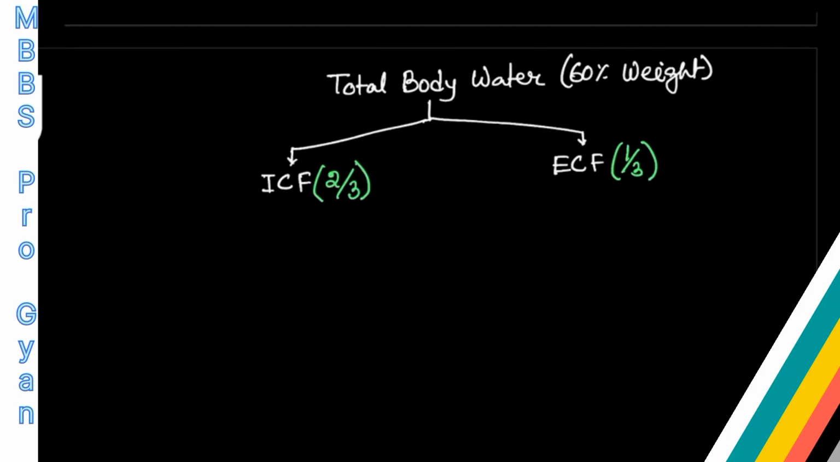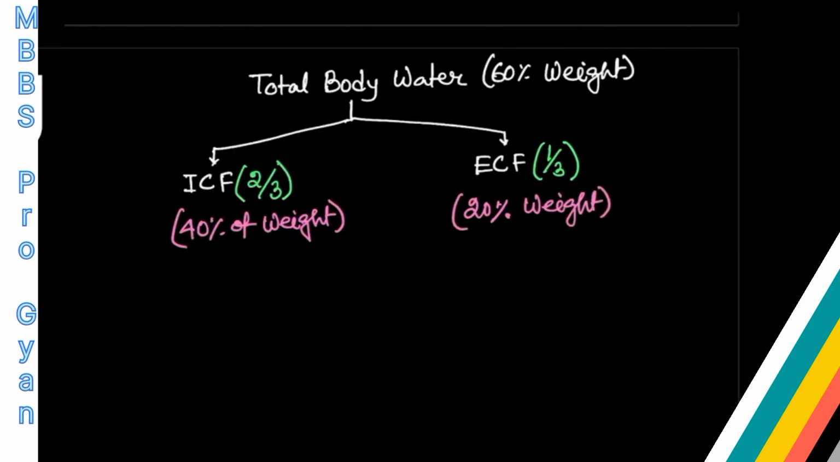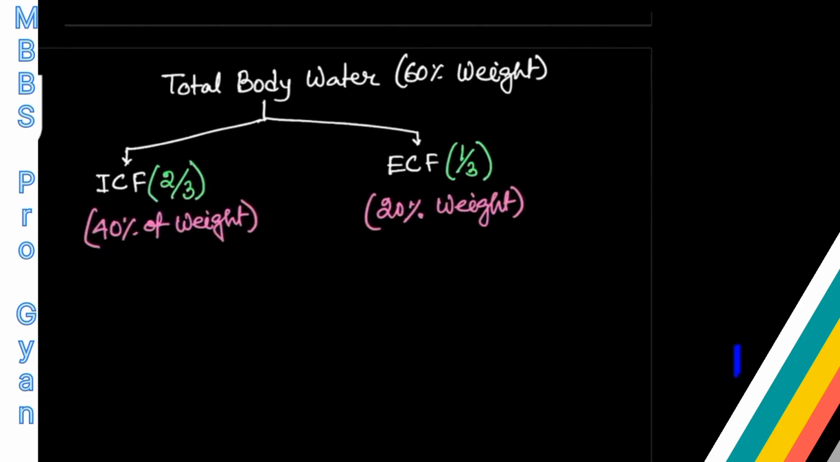Now I am writing another one, that is ICF is 40% of body weight and ECF is 20% of body weight, right? So this is a very simple thing, that ECF is 1/3 of the total body water and ECF is 20% of the body weight. But sometimes this simple thing can be wrongly answered in MCQ, so you have to be a little careful. I will show you one MCQ.